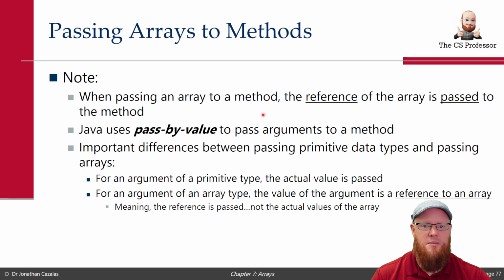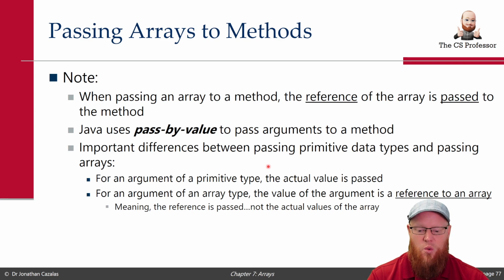As covered last time, Java uses pass by value whenever we send over our arguments to our methods. The difference between passing primitive data types and passing arrays is that for an argument of a primitive, the actual value is sent over, as we have seen. But for the argument of an array type, the address is what is sent over.